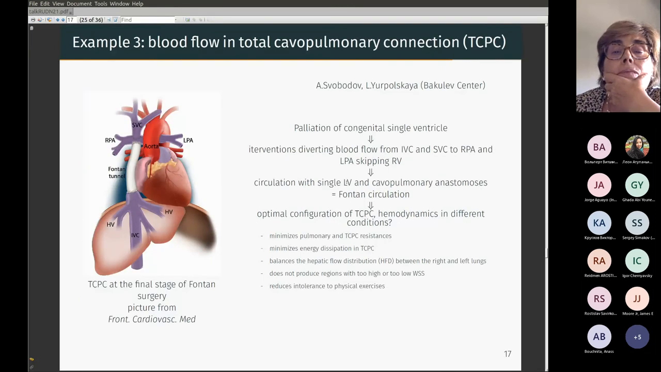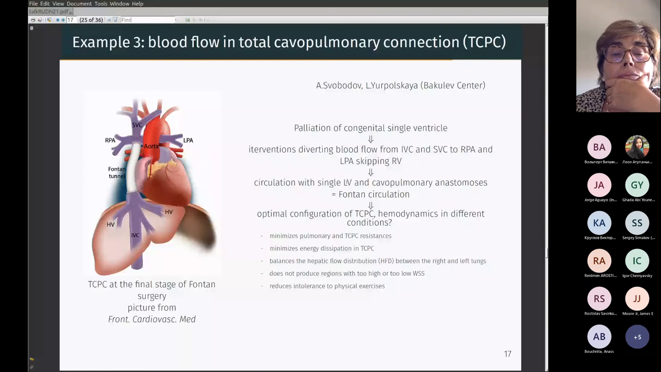But I want to give you, within the last 5 minutes, a new problem which we are trying to solve, which is related to the flow in a so-called total cavopulmonary connection. This problem was set to us by Andrei Svobodov and Lyudmila Yurpolskaya from Bakulev Cardiovascular Center, National Cardiovascular Center.